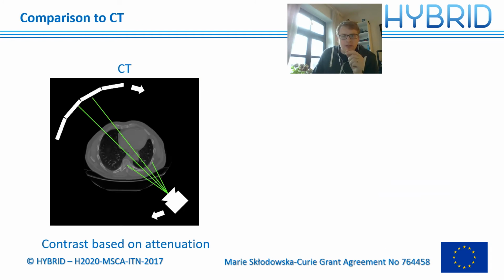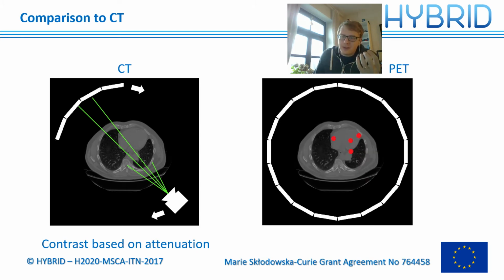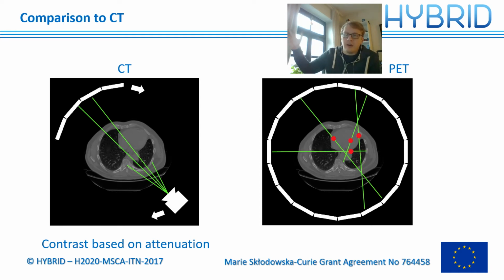So in comparison to CT, in CT we have a source going around the patient and shooting through the patient, and we measure something in a detector on the other side. If there's some bone involved, it won't come through. So our contrast is based on the attenuation of the patient. However, in PET we have certain positions where tracer is, where annihilations take place, and those annihilations go out randomly, but the 2 gamma particles are always going into opposite directions.